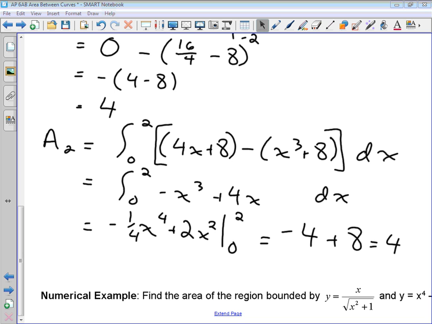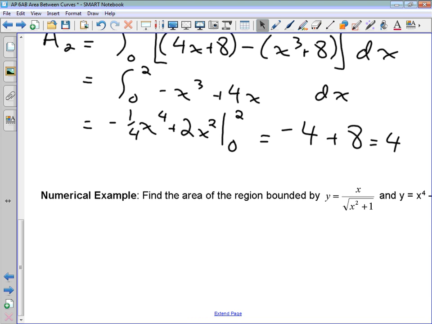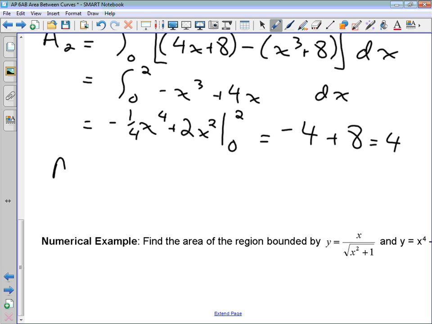So finally, we can add these two areas together to get our total area. So we'll just say A total equals 4 plus 4 equals 8. And we are done with that. Okay.